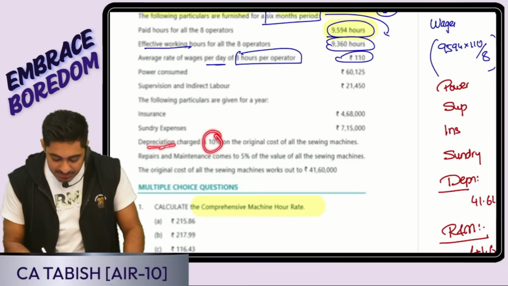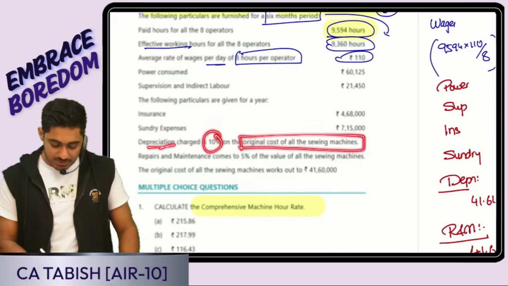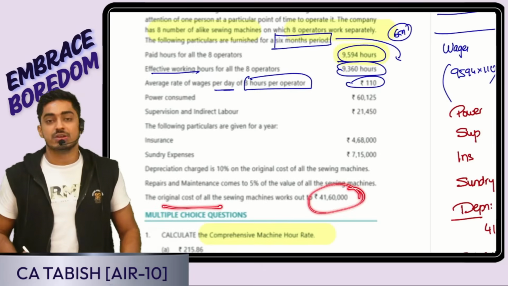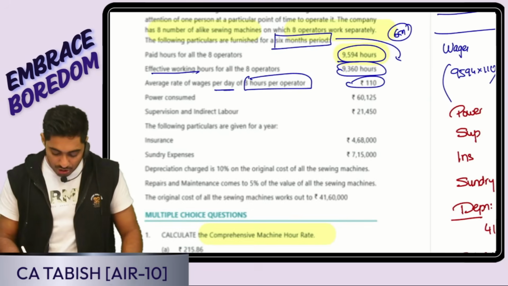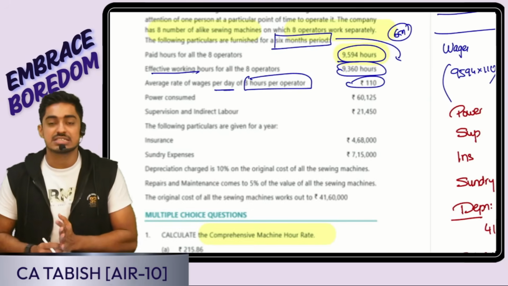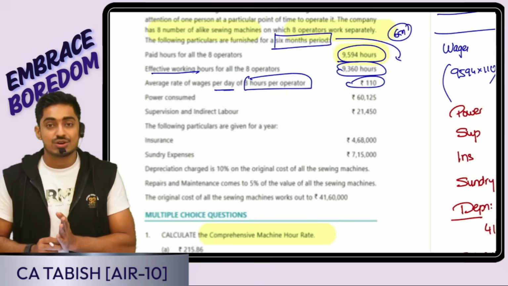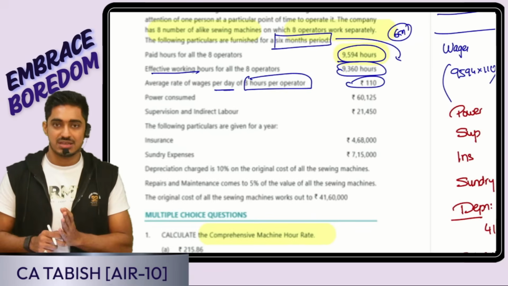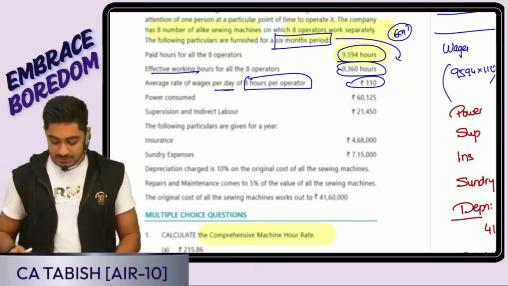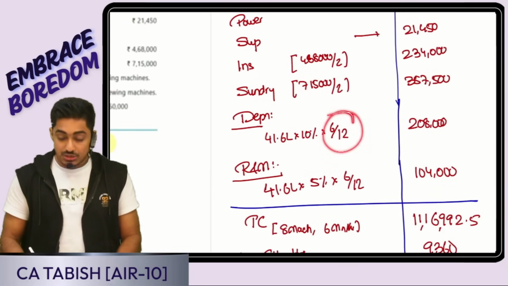Depreciation charge is 10% on the original cost of all the machines. Tell me what is the cost of all the machines. Below is given 41,60,000. So depreciation is going to be 10%. 41,60,000 into 10% is going to be 4,16,000. Yes or no? No, sir. Why? Because the depreciation percentage is normally per annum. I want it for 6 months, so I'll convert it by multiplying by 6 by 12.